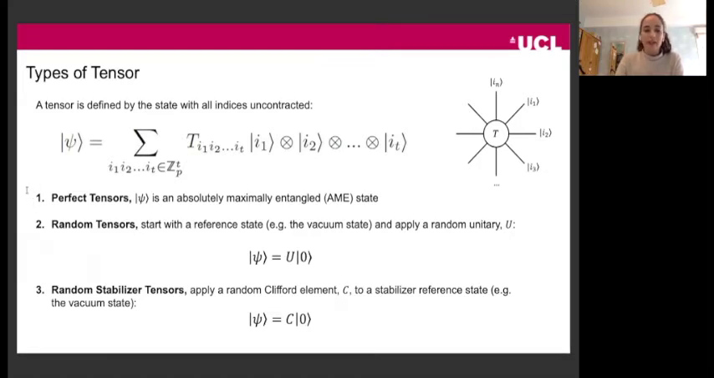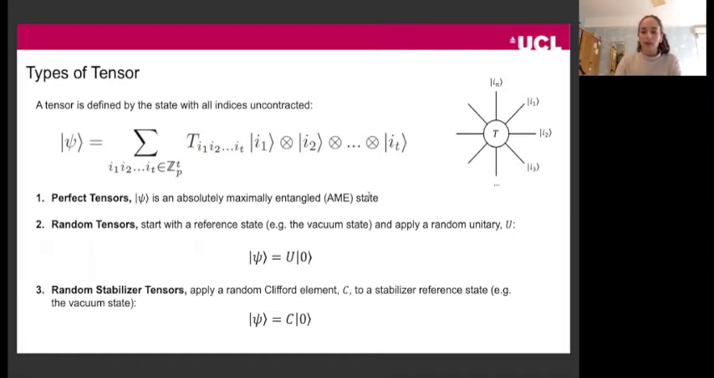So in the first case, which is what they use in the HaPPY code and in the extension Tamara just presented, they choose perfect tensors, where psi is an absolutely maximally entangled state. AME states are the ones where if you take a bipartition, you've got maximum entropy on the reduced density matrix of that partition.